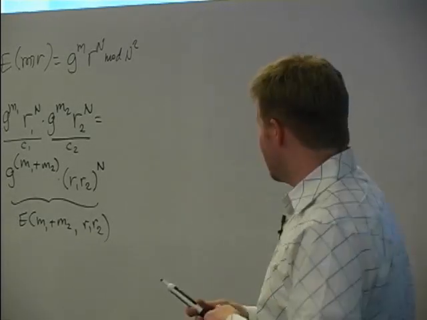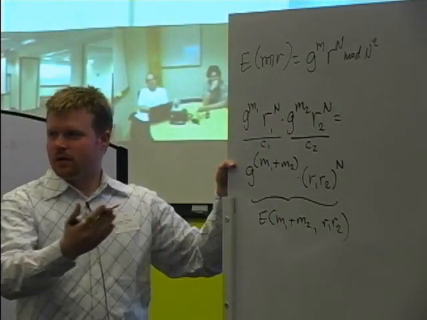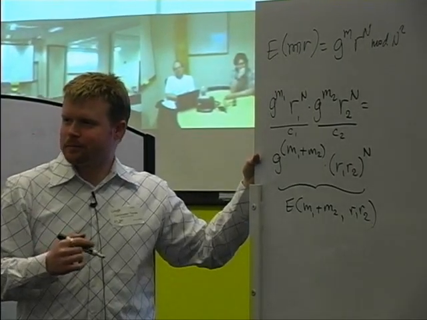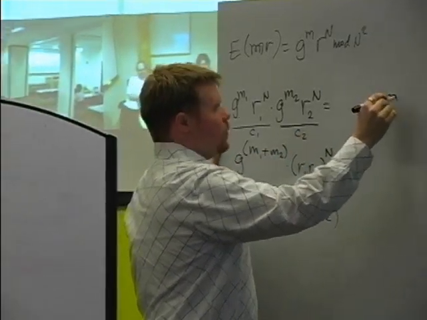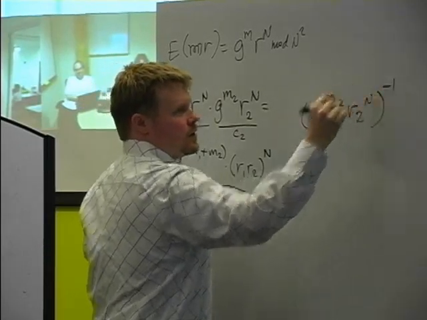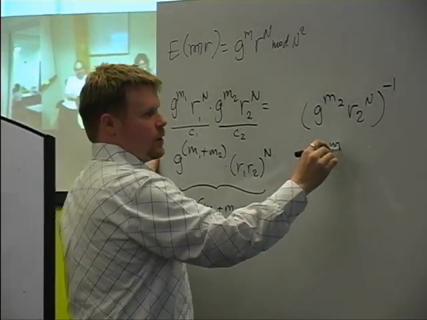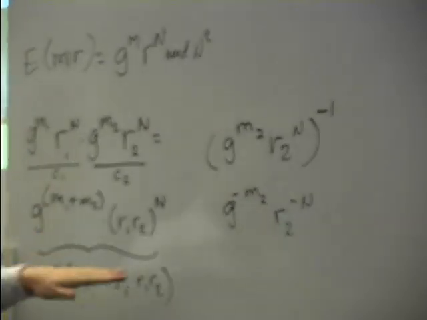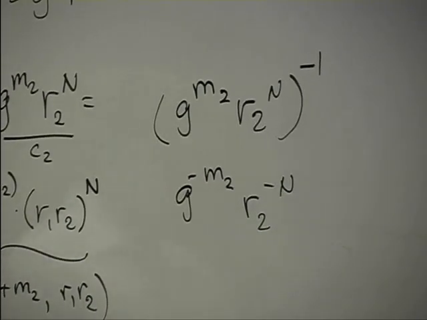How would I subtract? Divide? OK. So if I divide, and division in a finite field is simply multiplication by the inverse, right? So what I do is I take G to the M2, R2 to the N, and I raise this to the -1 power. And this gives me G to the minus M2, R2 to the minus N. And now I multiply this with that, and I get the difference.